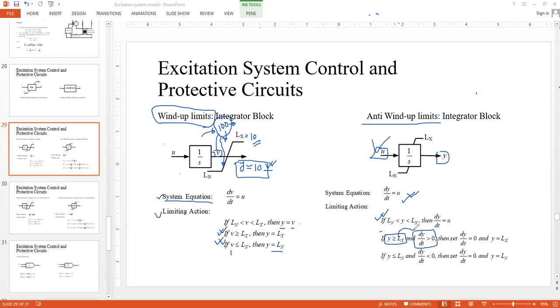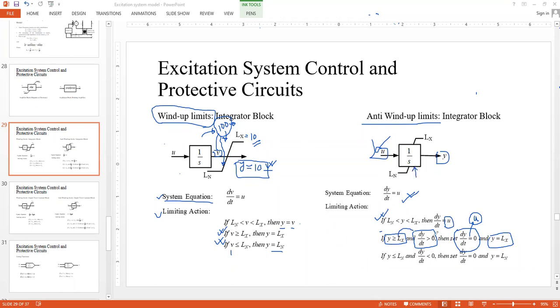If both of these conditions are satisfied, then you set this change to 0. What is this change? This change means actually this dy by dt is actually U. So you make actually U 0. You don't allow any input here, or you pretend that there is no U flowing into the system, and you keep the Y constant. That means you are not driving the integrator anymore.